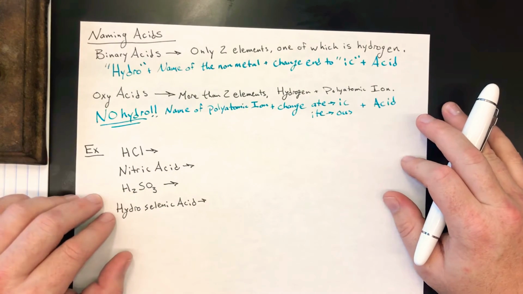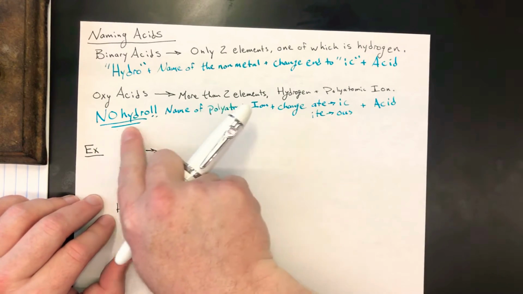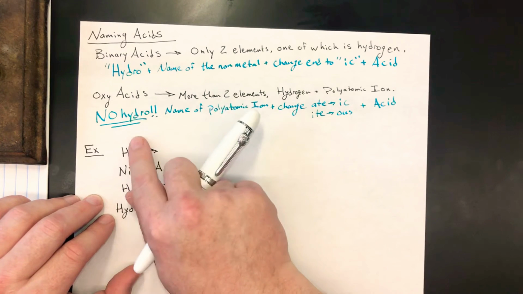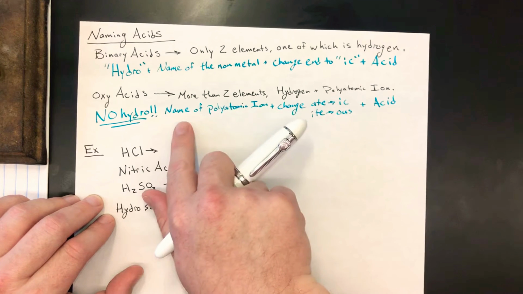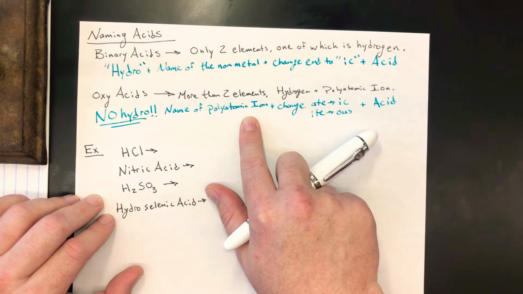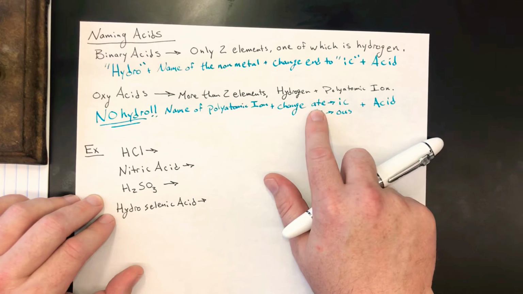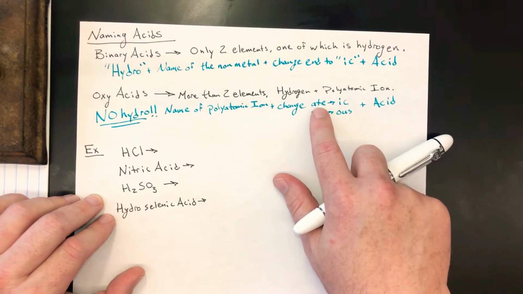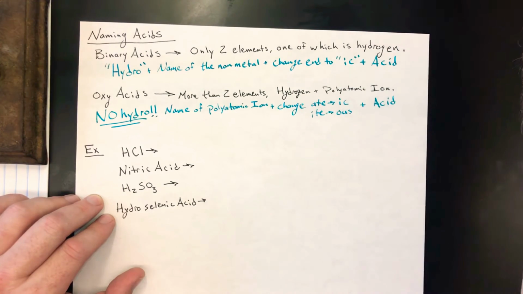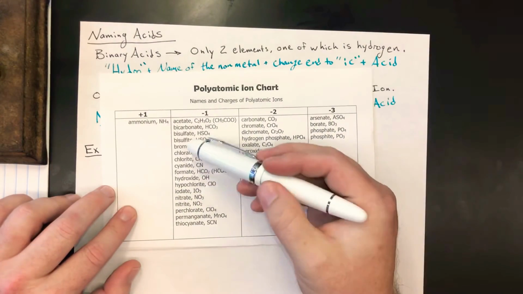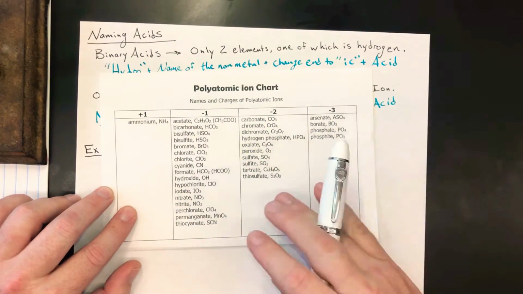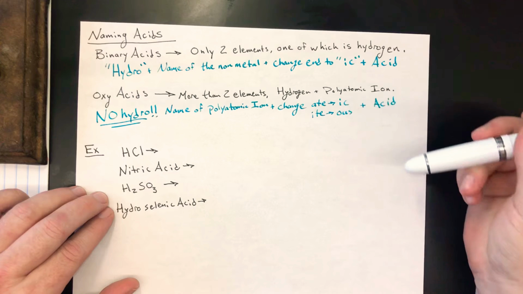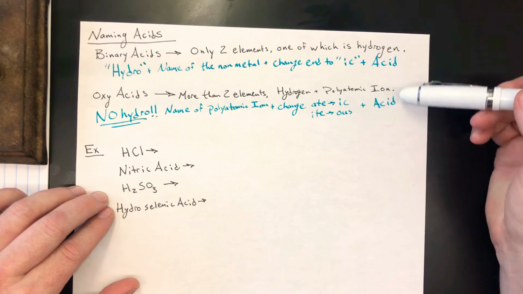With our oxyacids, we're going to name those by not putting the word hydro. Not putting the word hydro there tells us it's an oxyacid, and we'll look at some examples. We're going to name our polyatomic ion, but we're going to change the ending. If it ends with "ate," we're going to change it to "ic." If it ends with "ite," we're going to change it to "us." So we have to be very careful when we're looking at these endings, how they end. And then just like before, we're going to put the word acid at the end.